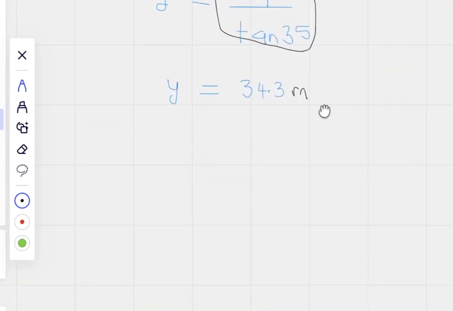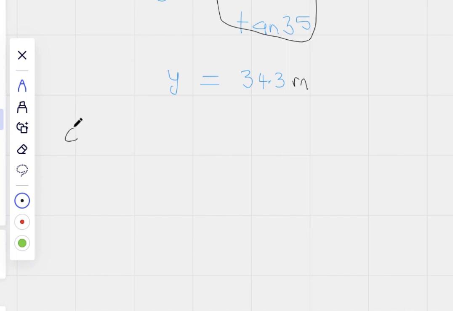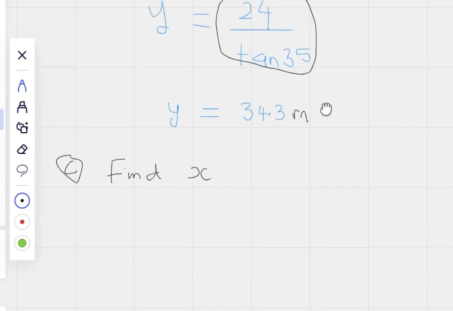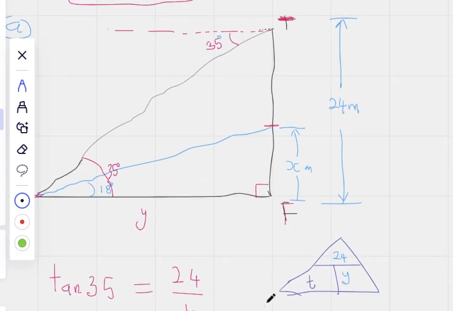The C part of the question says you should find x. X is the distance from the foot of the cliff to the flag marker. Now let's show it again from here so you see it. To find x, remember we found y already. Y is 34.3 meter. Now they want us to find x.